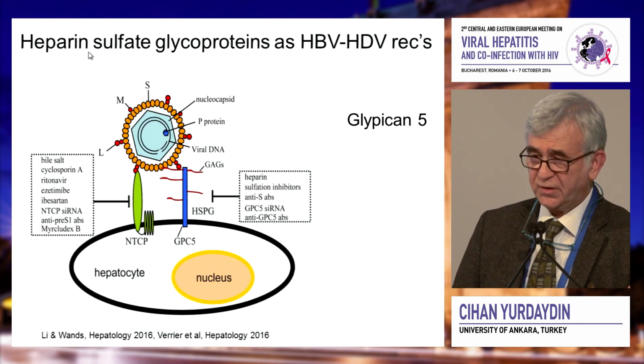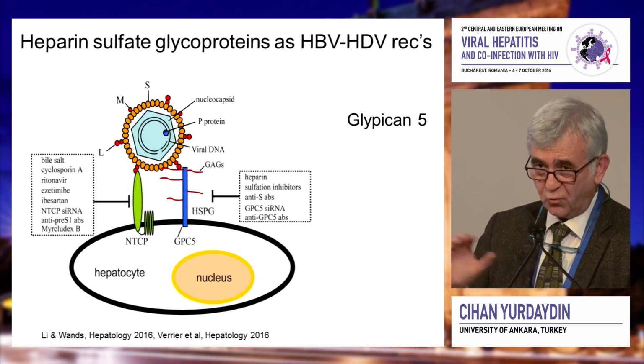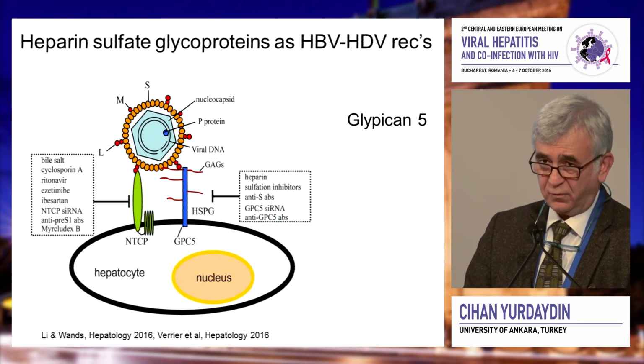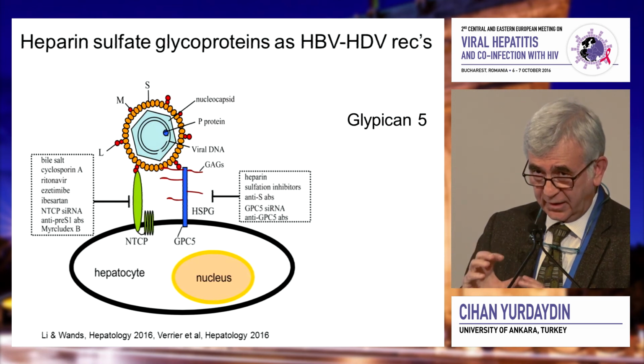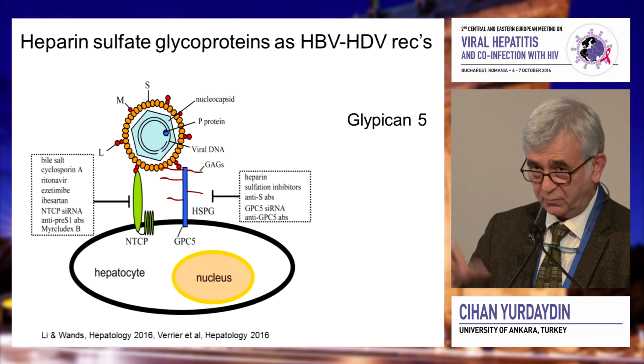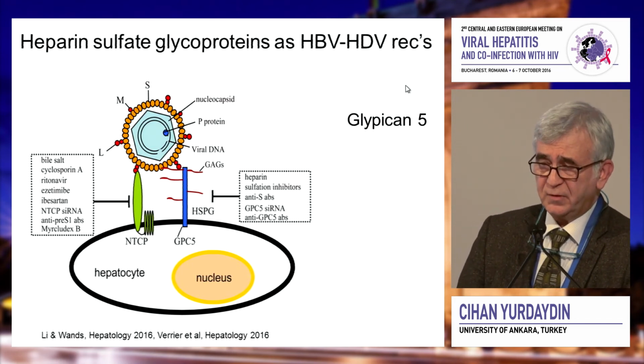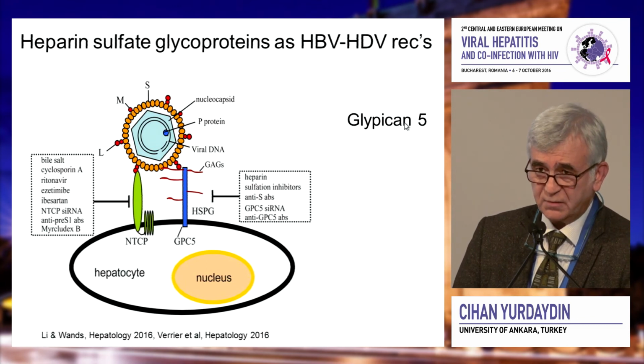I just want to mention that heparan sulfate glycoproteins act as co-receptors for HBV and delta entry into the hepatocyte in addition to the main receptor NTCP. And here glypican 5 is the protein that is important, and maybe combination treatment could be considered also with this in this context.